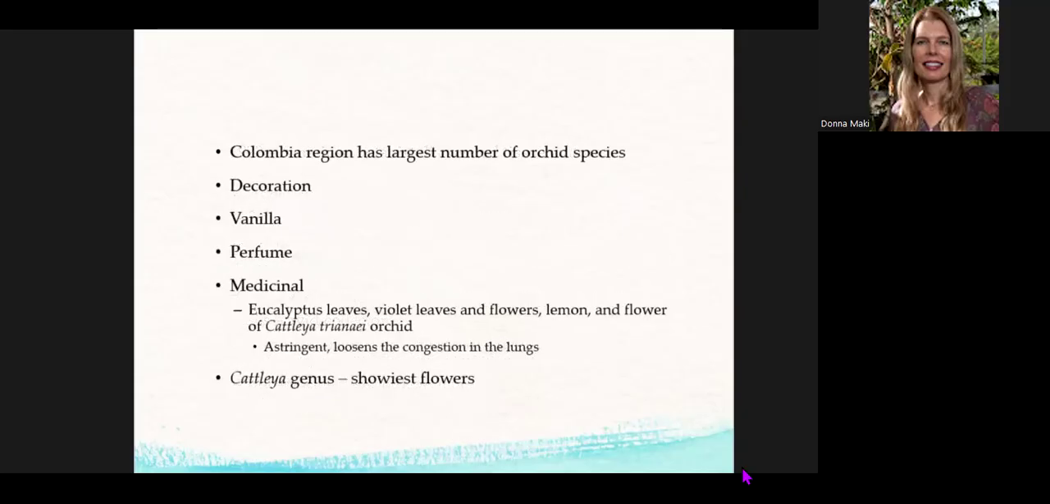So this is just decoration, of course, but vanilla is extracted from an orchid. That's the only orchid I'm aware of that we use for any kind of food application. Perfume, of course, is something too. And the Cattleya genus in general, people say it's the most showy.